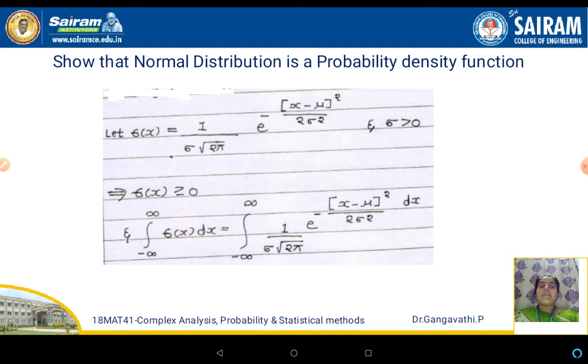In this case f of x is a positive value, and in order to prove the probability density function, since this normal distribution is a continuous probability distribution, we have to consider the integration between minus infinity to infinity of f of x dx, and we have to prove that this integral gives us the value 1. So let us substitute for f of x as 1 divided by sigma square root of 2 pi e to the power of minus x minus mu whole square by 2 sigma square between the limits minus infinity and infinity.